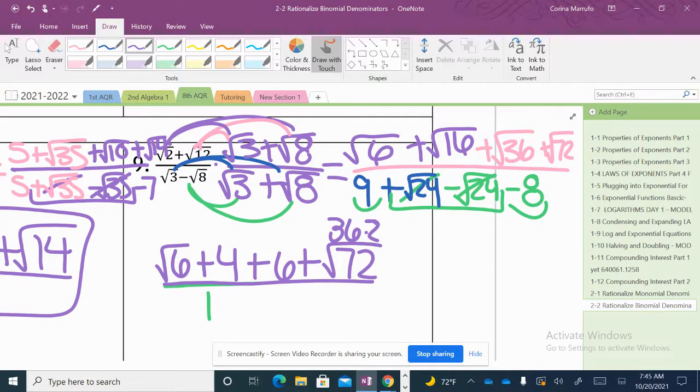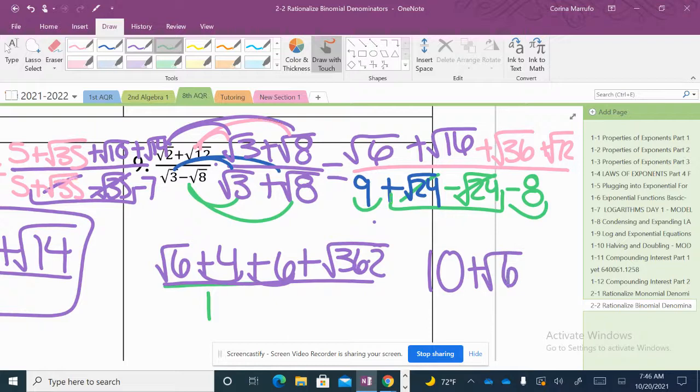Now we can take the square root of 36. Let me go ahead and put it in here. 36 times 2. We can take the square root of 36 and get a whole number, but we can't take the square root of 2 and get a whole number. So I'm going to go ahead and simplify this whole thing. We know 4 plus 6 gives us 10, plus the square root of 6. And then we can take the square root of 36, which is 6, and the square root of 2. All of this is divided by 1.